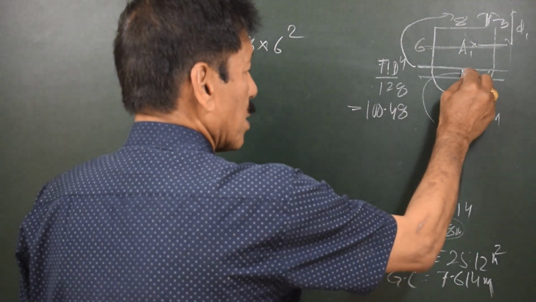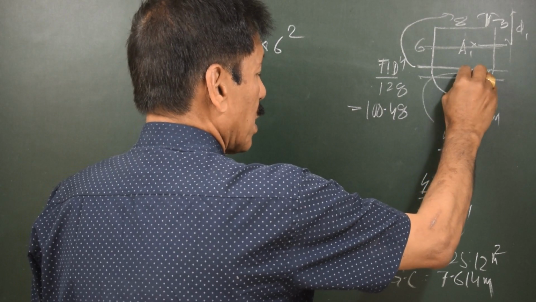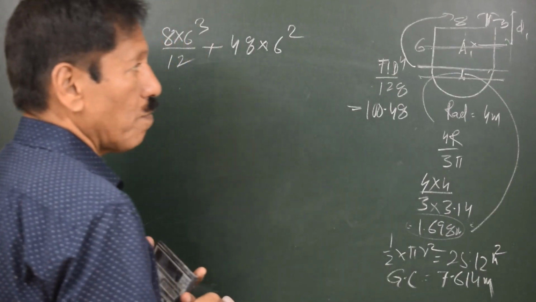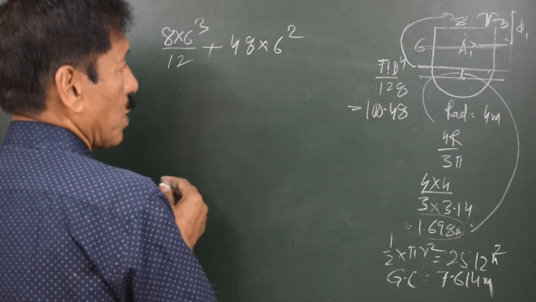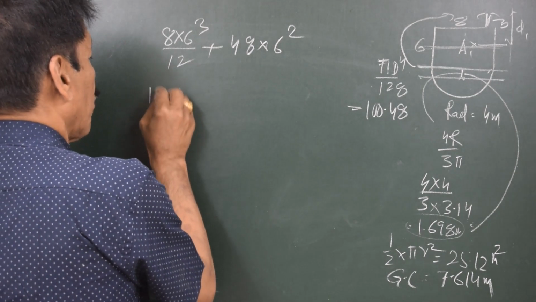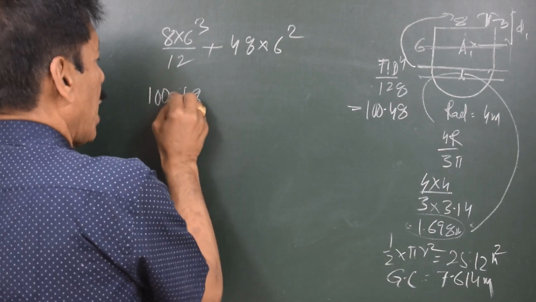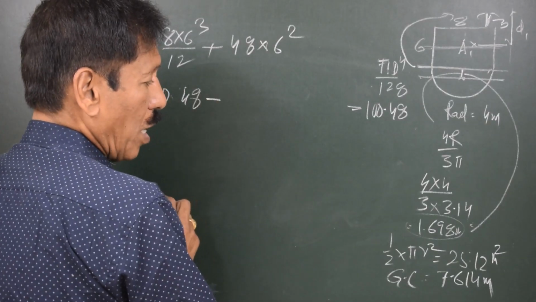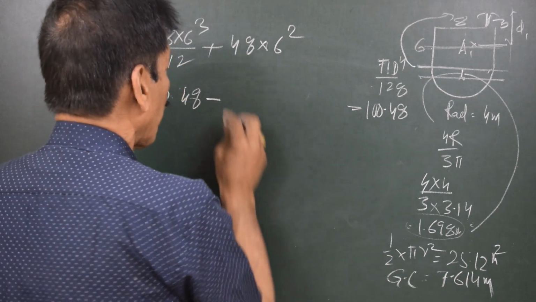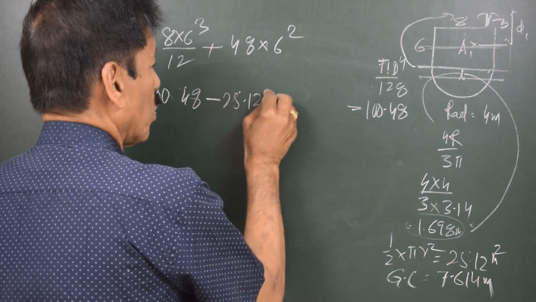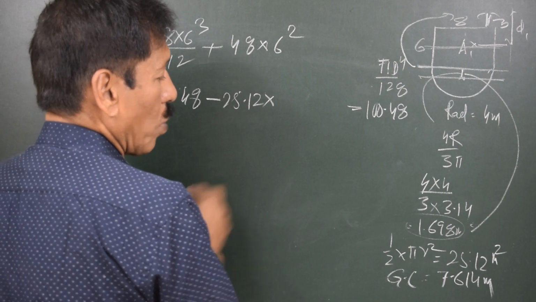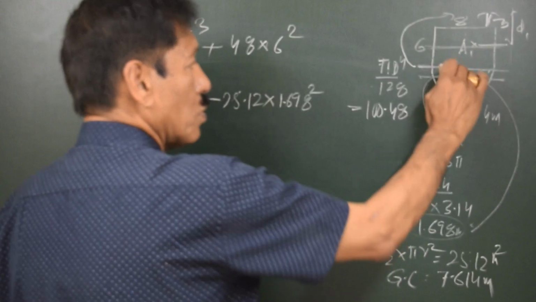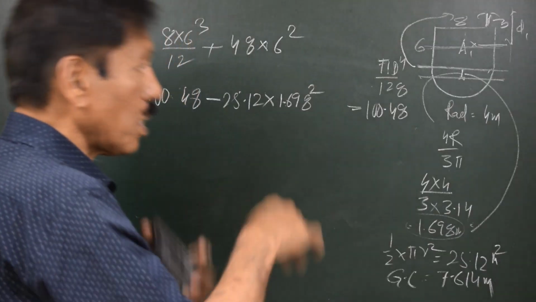If this is the distance d, how much is the distance d? That is 1.698. So to find the moment of inertia about the centroid in case of the semicircle, what I have to do is the moment of inertia about the diameter axis minus AD square. How much is the area? Area is 25.12. 25.12 into d square. D square means 1.698 square. So first I have to reduce the moment of inertia to the minimum. So I must come to the centroid axis.